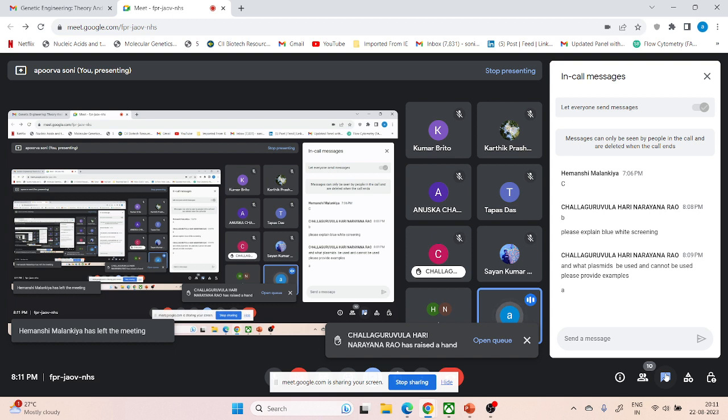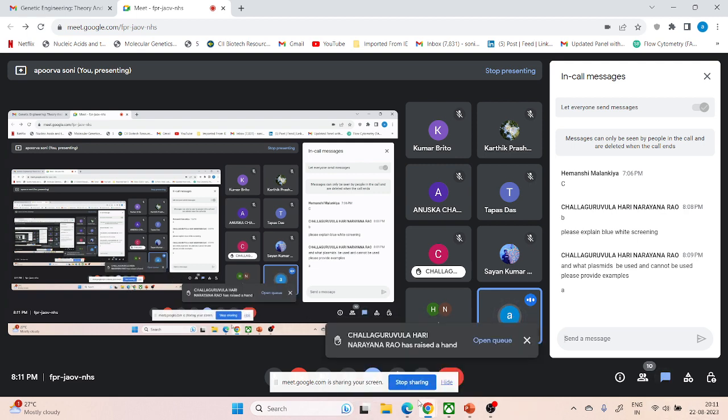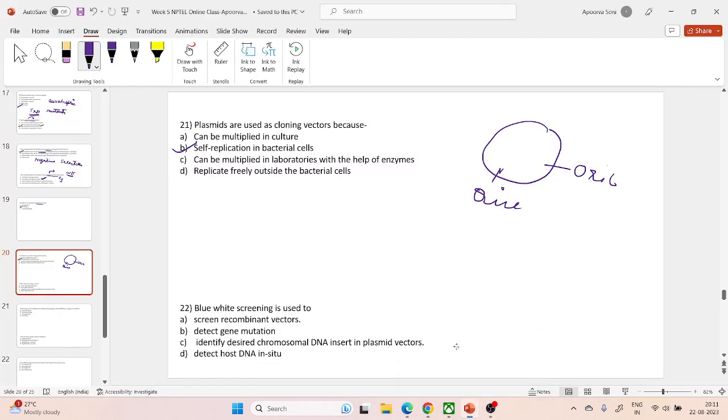What plasmids can be used and cannot be used? Please provide examples. Whatever plasmids can be used and cannot be used depends on the context of what you want to do. Suppose if I want to clone a mammalian gene, I cannot use a pBR322 or a pUC19 for that matter, because they are not able to replicate in mammalian cells, because they don't have that mammalian origin of replication. So what plasmid you use depends on what your question is, what you want.